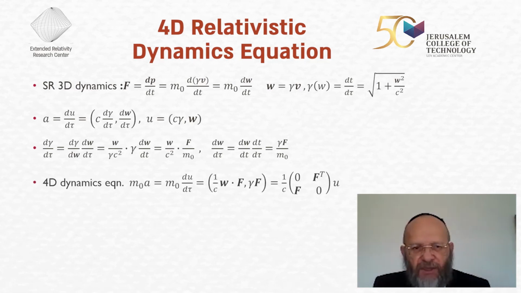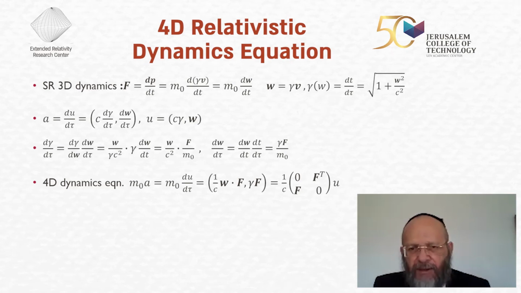Now we can write down explicitly what is M0 times A. So M0 in all those places will go on this side. It will be du d tau, which is this, and the gamma d tau we found is W times F over C square, and we got another C here from here. So it became C, and the W d tau was the same thing, gamma F, and M0 went on the other side. So we got such expression.